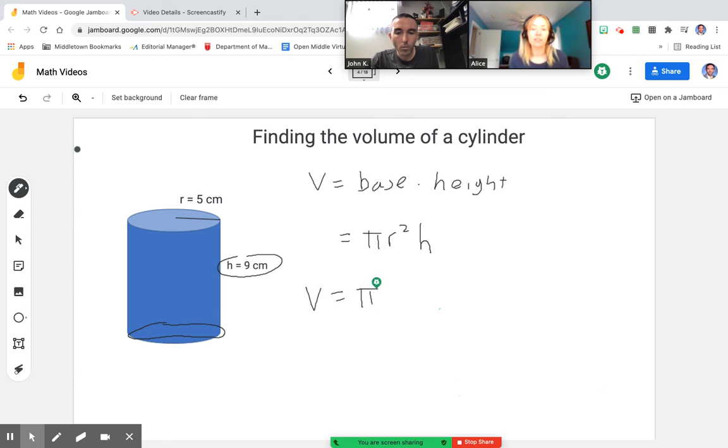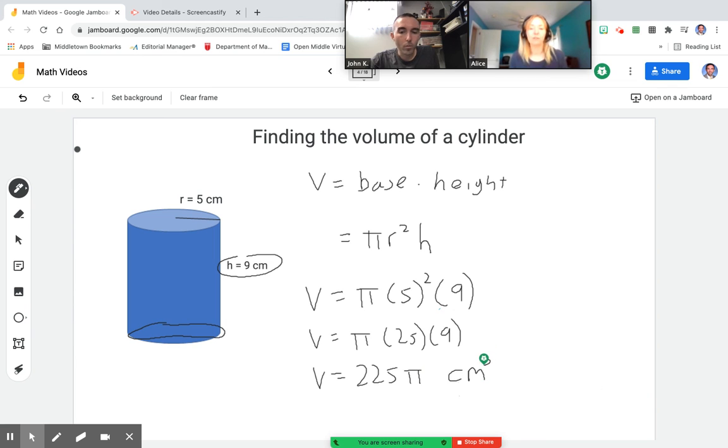So my radius is 5 squared. My height is 9. So I'm going to say, great. 5 squared is 25. And then 9 times 25 gives me 225 pi. And that is cubic centimeters.